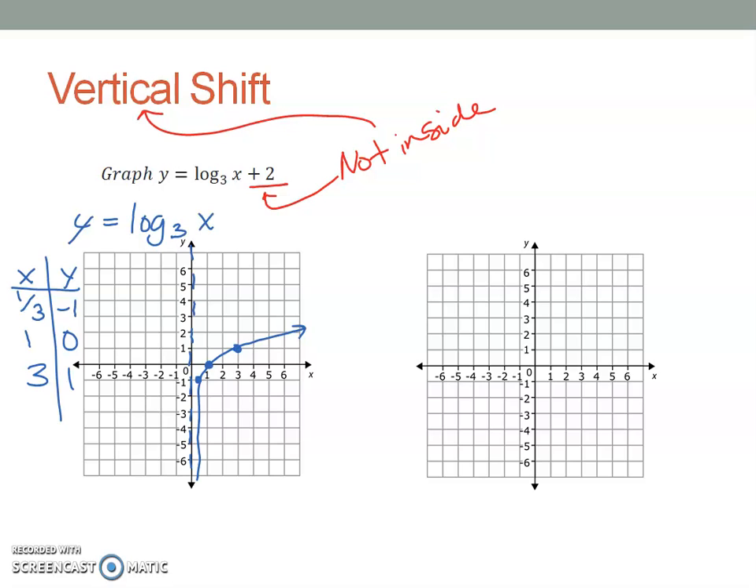So that plus 2 is on the outside. Remember, the outside causes that to be vertical, so we're going to shift up 2 spots. Your vertical asymptote does also shift up 2 spots, but since it's an infinite line, it looks like it doesn't really move. So it's just going to basically stay there. But all of these other points are shifting up. Let's do the last one. All of these points have shifted up 2 spots.